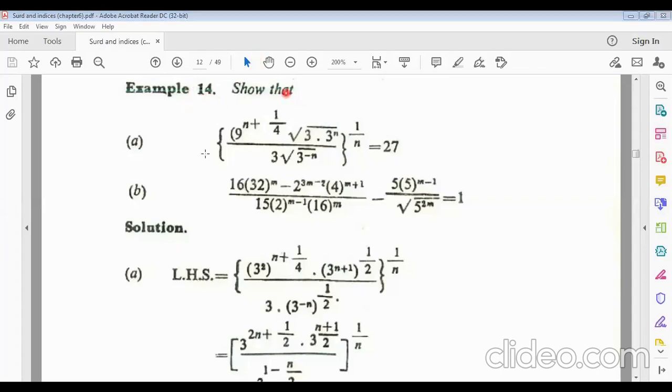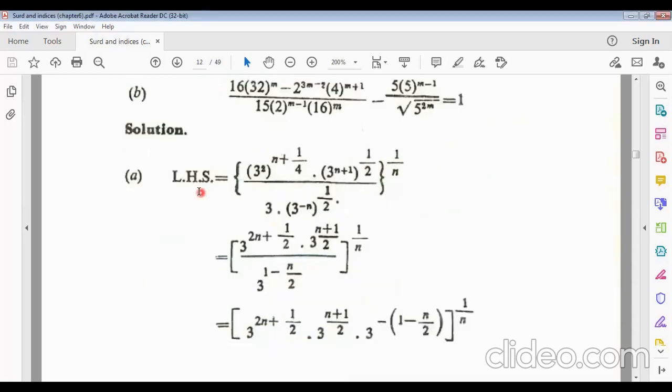Now another example 14: show that 9 to the power n plus 1 by 4 into 3 square root over 3 into 3 to the power n, divided by 3 to the power square root over 3 to the power minus n, and second bracket to the power 1 by n, equals 27. We have to prove this result. And in the second part, this one: 16 into 2 to the power m minus 2 to the power thrice m minus 2 to the power m minus 1, 16 to the power m minus 5 into 5 to the power m minus 1 divided by square root over 5 to the power twice m equals 1. We have to prove these two results.